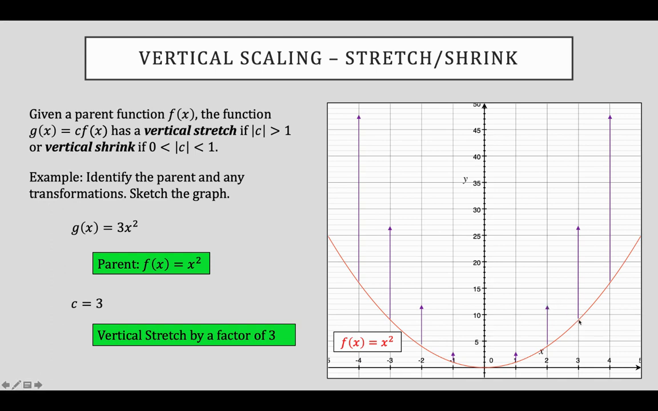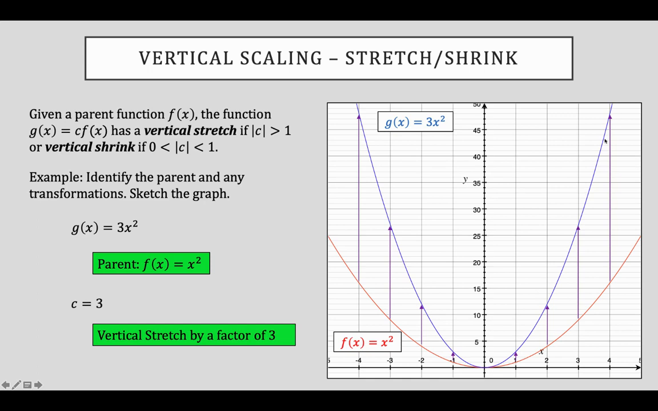Similarly, I had the y coordinate of 9. Well, what's 9 times 3? 9 times 3 is 27. That's going to move that point up to here. Okay, here I had a y coordinate of 16. What's 16 times 3? That's going to bring me up to 48. Okay, every single y coordinate on this graph is going to get multiplied by 3. That will give me the sketch of g of x. Notice here, the y coordinate is 0. If I multiply that by 3, I still get 0. So the vertex does not actually move.